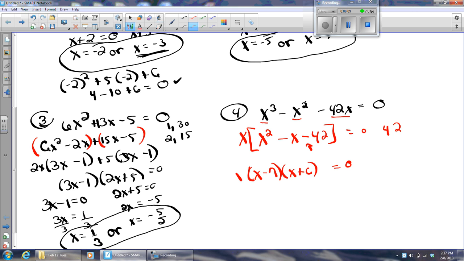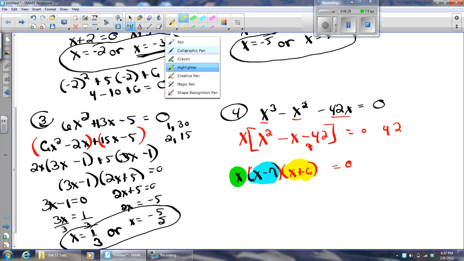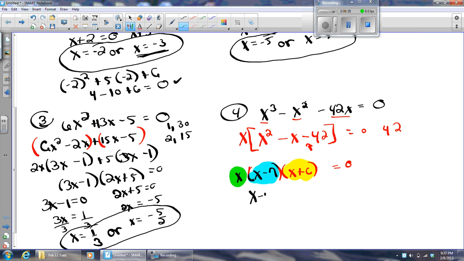Okay. Now, one thing I want to draw attention to is there's actually 3 factors here. There's this first one, this second one right here, and then there's this third one right here. I'm going to set them all equal to 0 and solve for x, and then I'll know my possible values. Well, I've got x minus 7 equals 0, which means x could equal positive 7. I've got x plus 6 equal to 0. Solving for x gets me x equals -6.